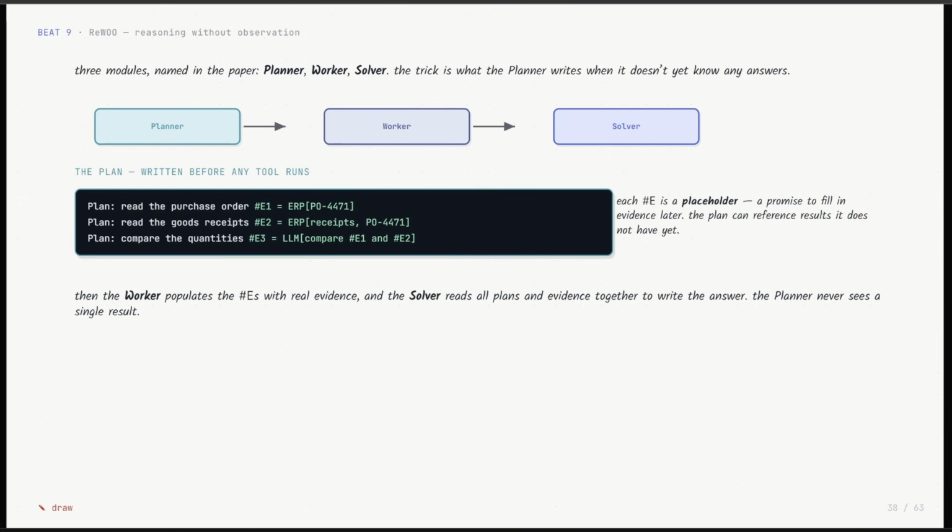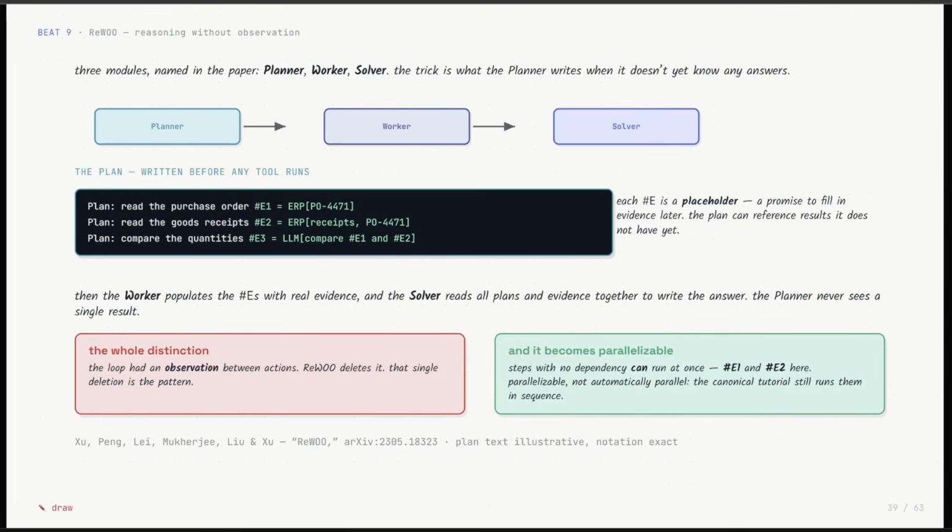Notice what never happens here: the planner does not see a single result. It wrote the whole thing blind, as I told you. It's basically just creating these placeholders. The whole distinction here is that the loop had an observation between actions, so reality entering after every step. ReWOO is deleting that here. So that's what we lose. That one deletion is basically the pattern.